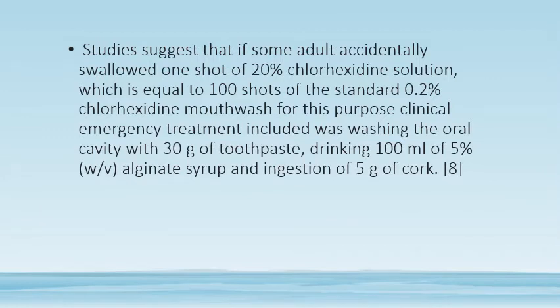One of the studies suggests that if an adult accidentally swallowed 20% chlorhexidine solution, which is equal to 100 doses of the standard 0.2% chlorhexidine mouthwash, the emergency treatment includes washing the oral cavity with 30 gram of toothpaste, drinking 100 ml of 5% alginate syrup and ingestion of 5 gram of coke. These are the toxicities related with chlorhexidine.